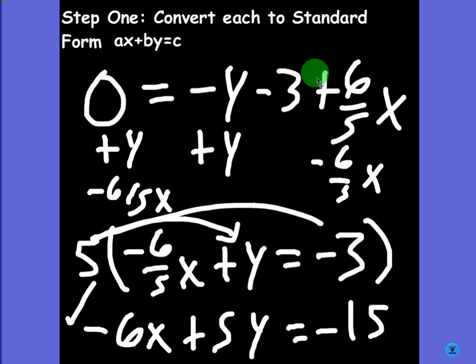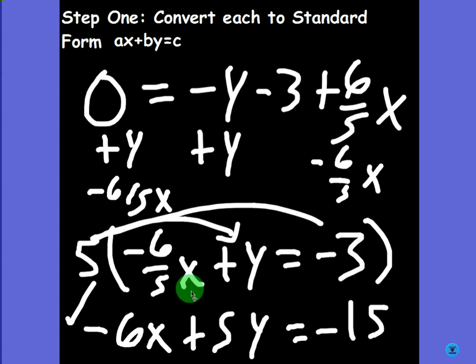Next up, we will convert the other equation to standard form. We will actually have to add y and subtract 6/5 x from both sides in order to get both these on the left. And remember, always put your x term first. So we'll start out with negative 6/5 x plus y equals negative 3.